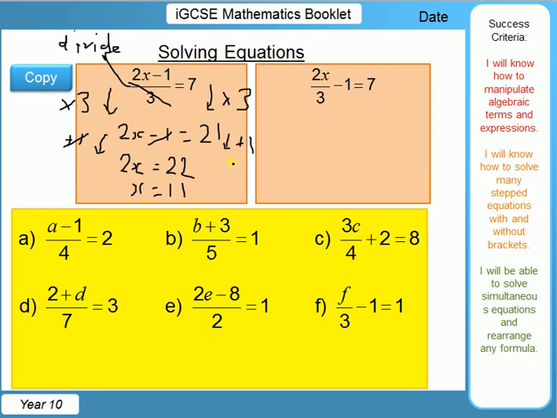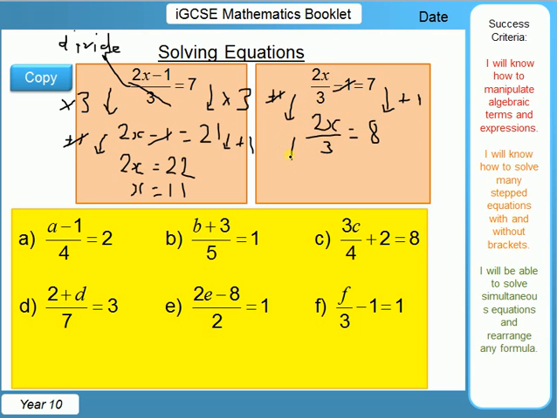In our second example, we approach it differently because of the small divide sign. So now we look at the minus 1. What's the opposite of minus 1? Well, that is plus 1 on both sides of the equation. That means this cancels with this. We get 2x divided by 3 is equal to 8. 7 plus 1 is 8.